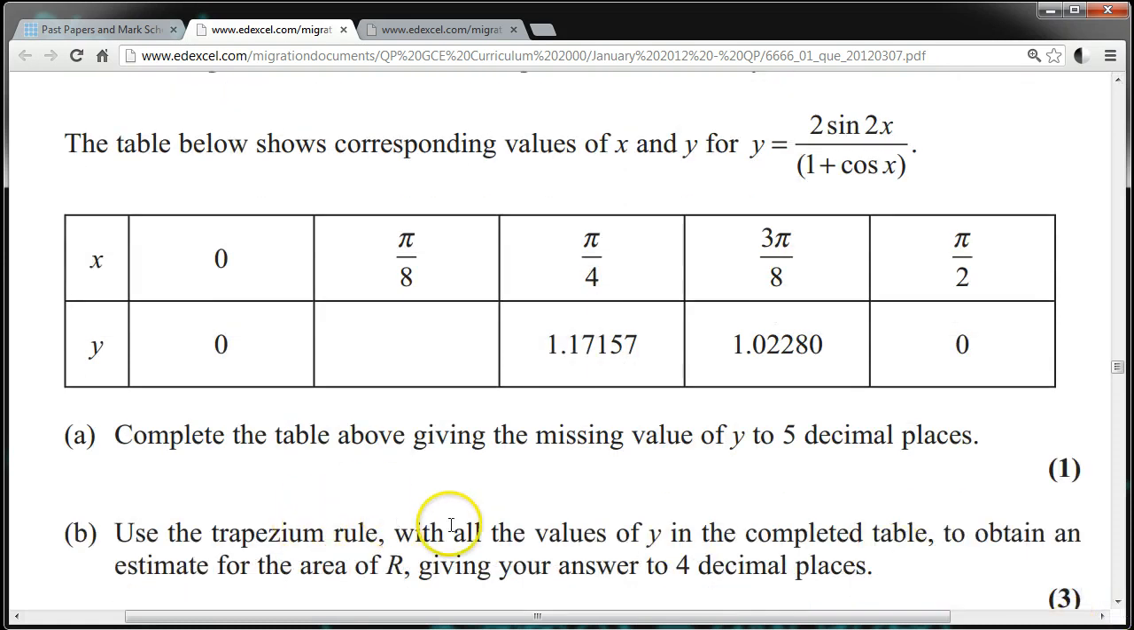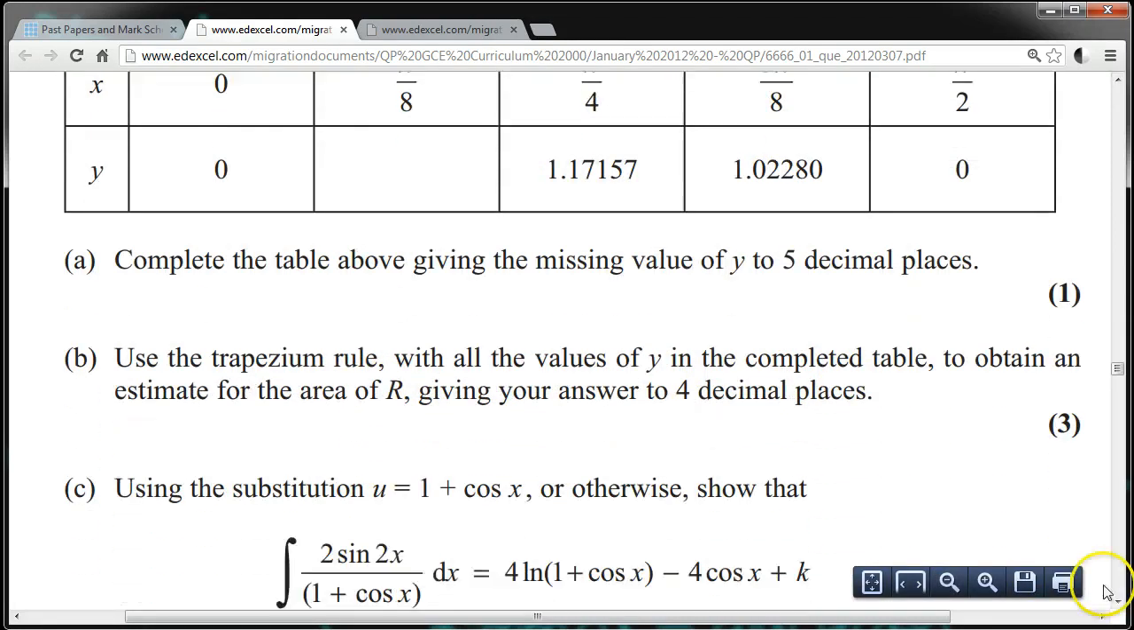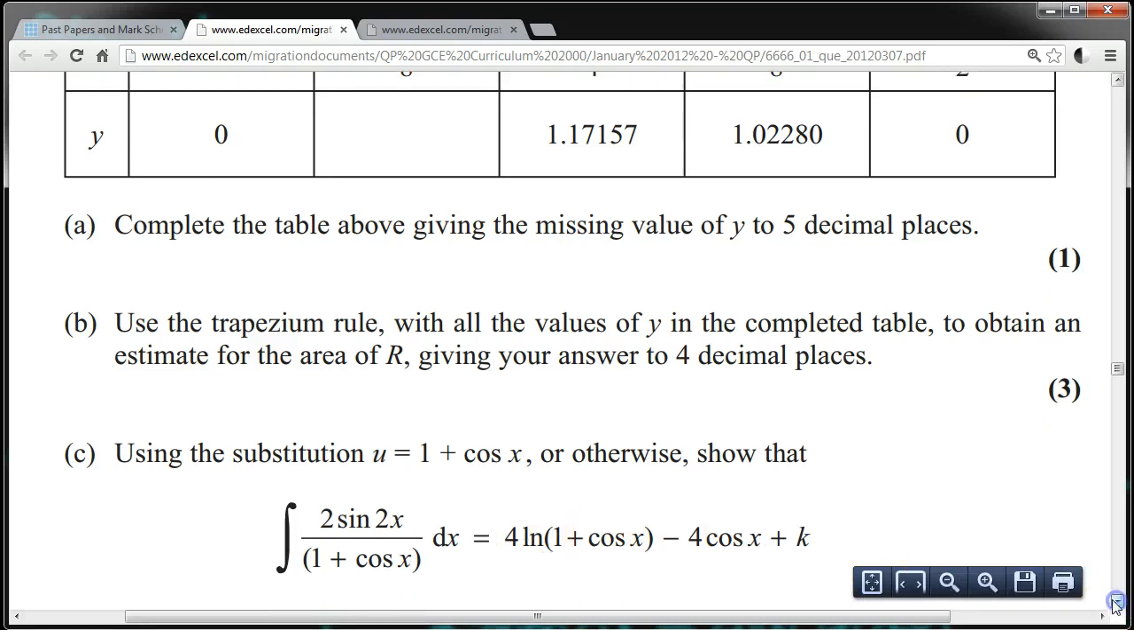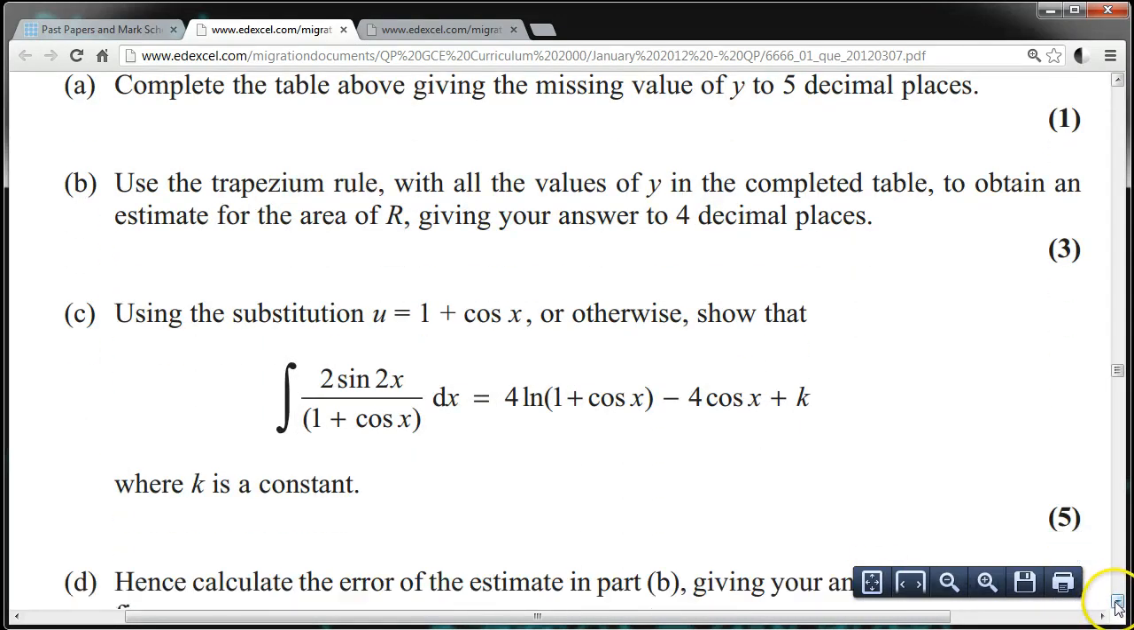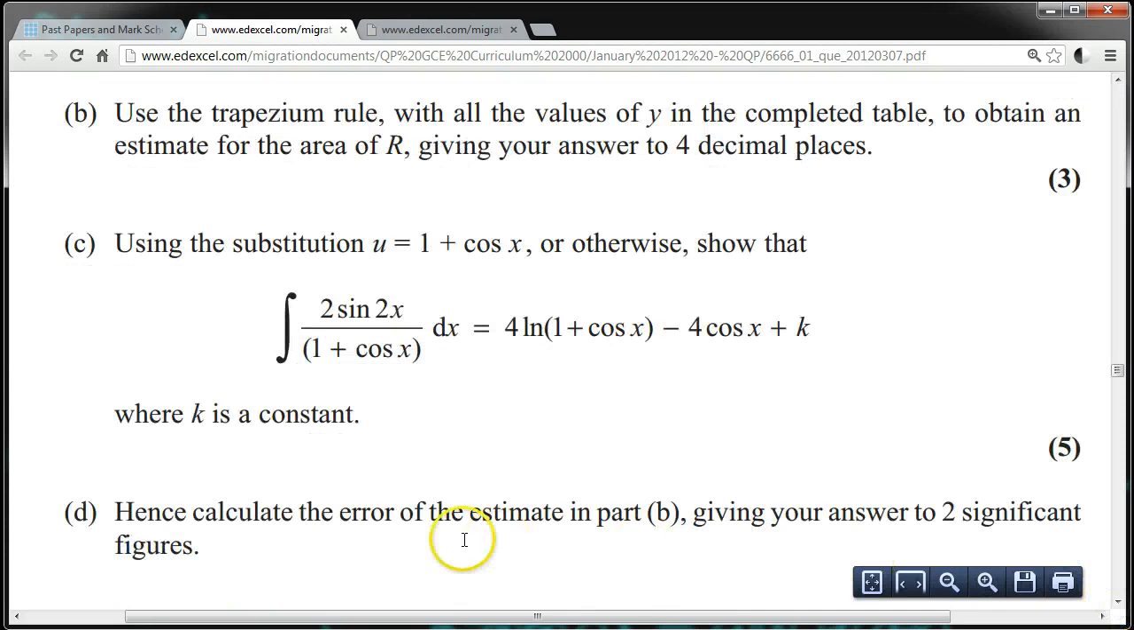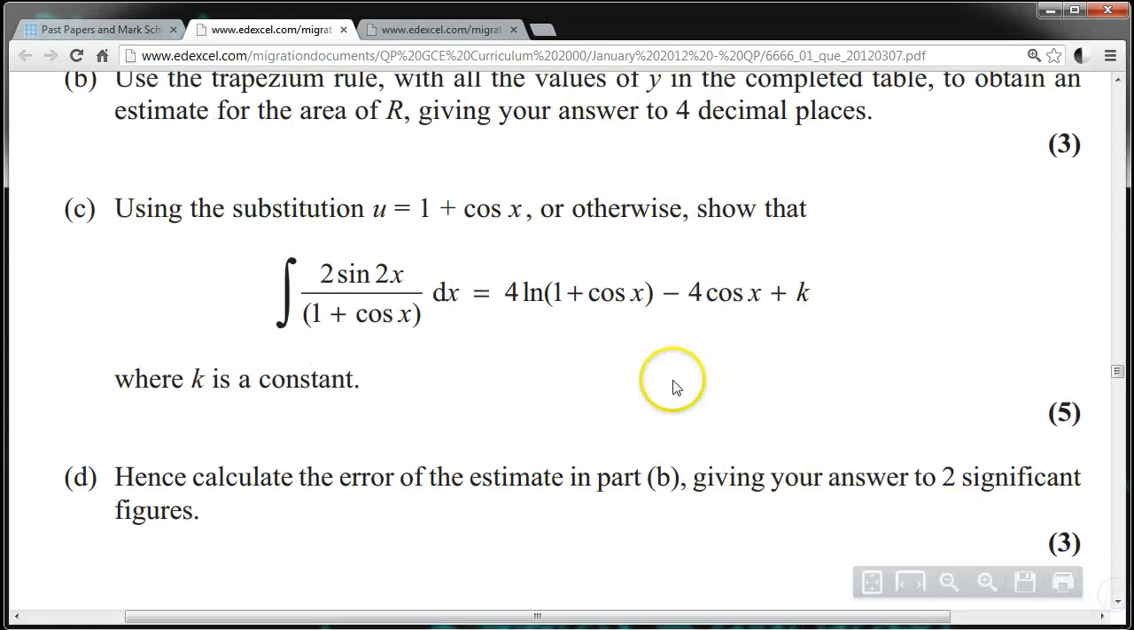Use the trapezium rule with all the values of y in the completed table to obtain an estimate for the area R, giving your answer to 4 decimal places. Use the substitution u equals 1 plus cos x, or otherwise show that this integral equals this expression here, where k is a constant. Hence, calculate the error of the estimate in part B, giving your answer to 2 significant figures.